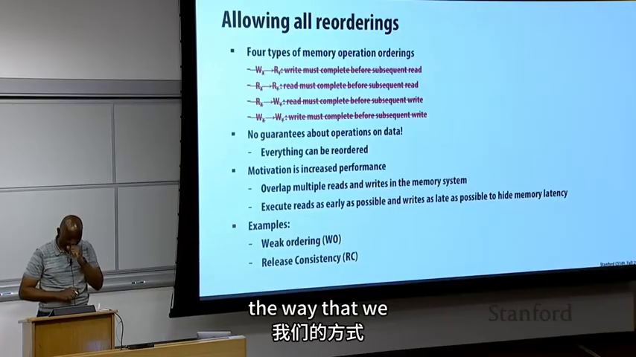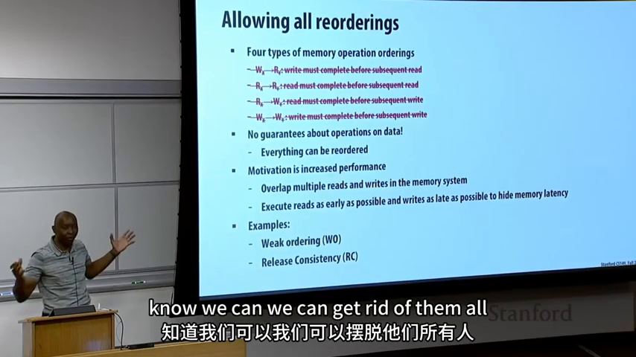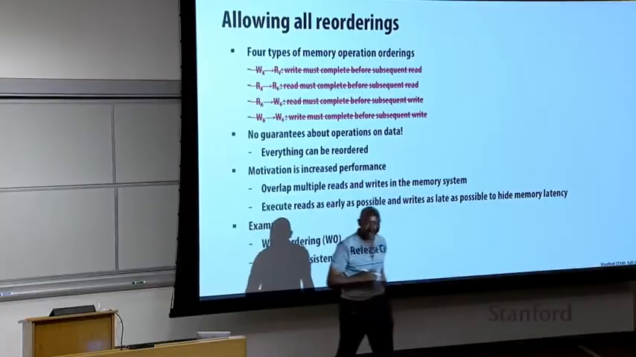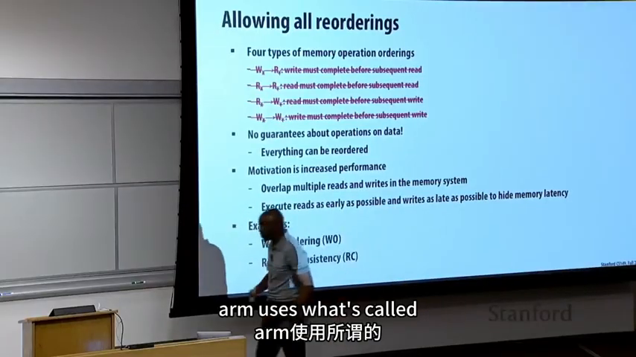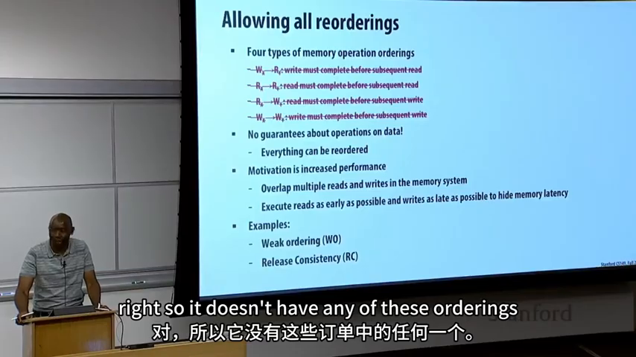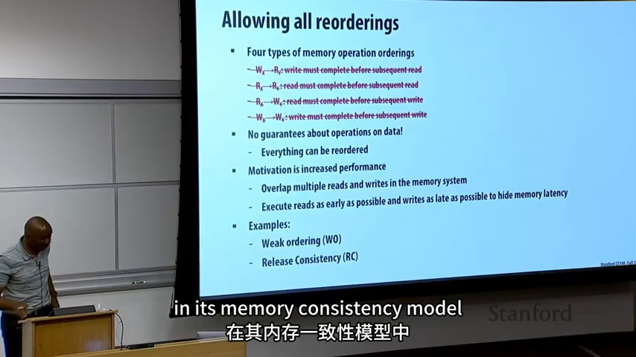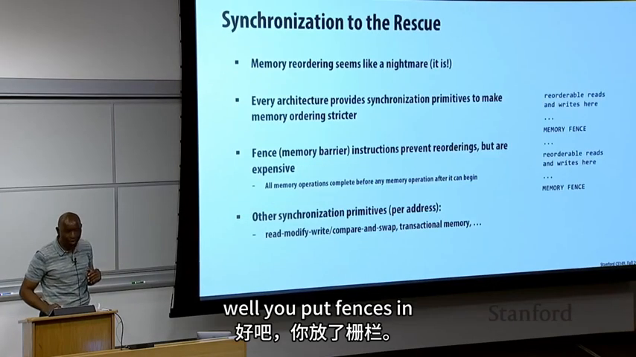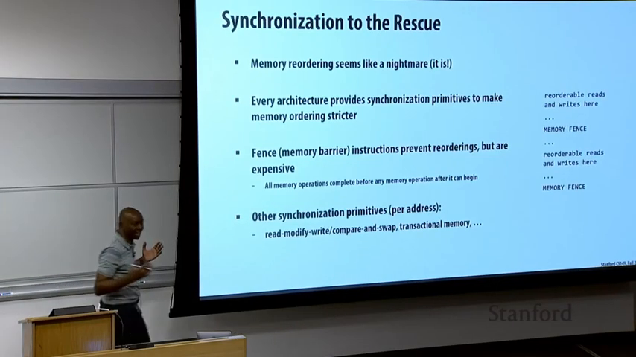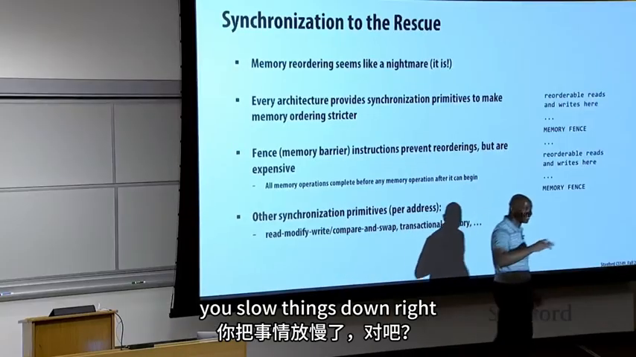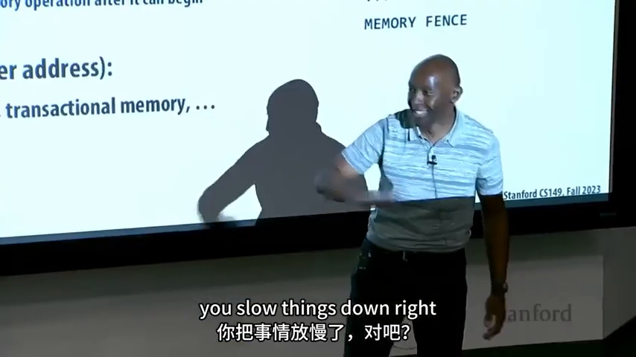And by the way, who has a cell phone? ARM uses what's called relaxed consistency, right? So it doesn't have any of these orderings in its memory consistency model. And so how do you fix this problem? Well, you put fences in, right? How do you fix any problem in parallel computing? You slow things down, right?